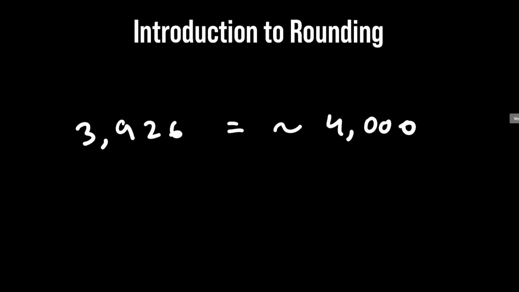Let's take the number 3,926. This number is a little hard to remember, so you can just say it's equivalent to approximately 4,000. This is kind of the general idea of rounding. 4,000 is a close number, very close to 3,926, but it's way easier to remember. And given that we don't really require this exact value, then it's okay to use rounding here.